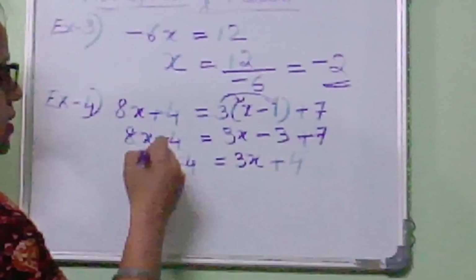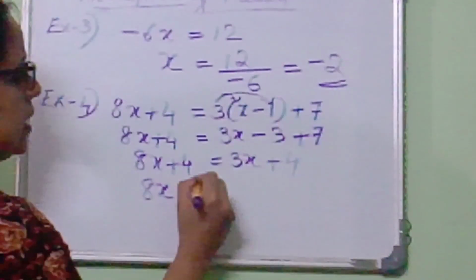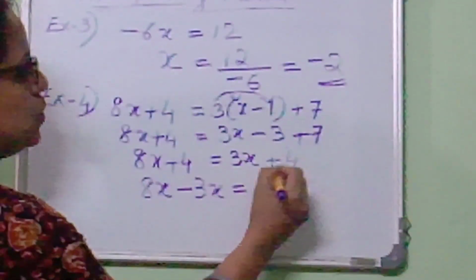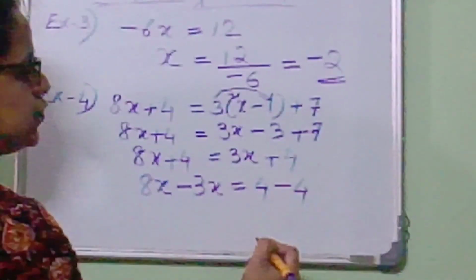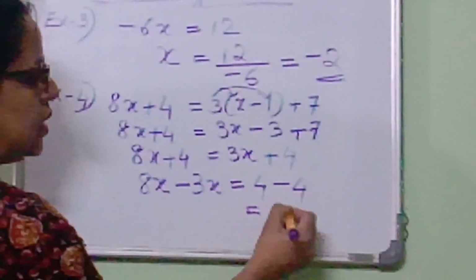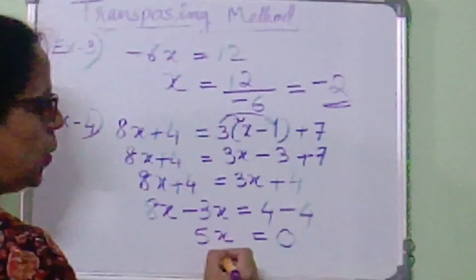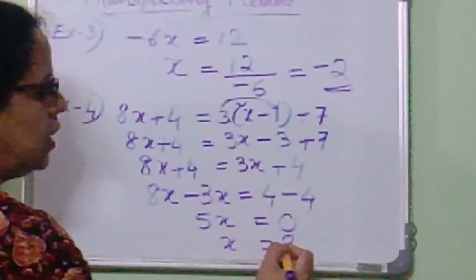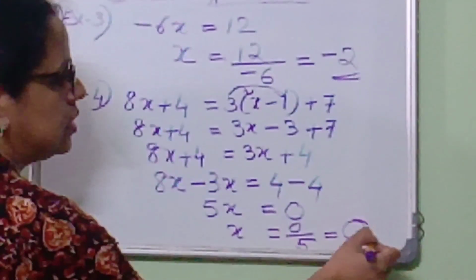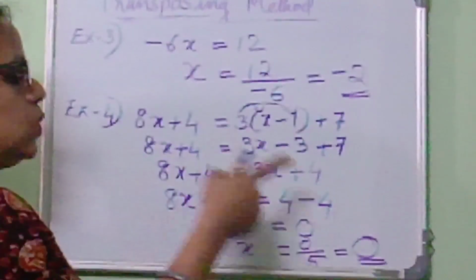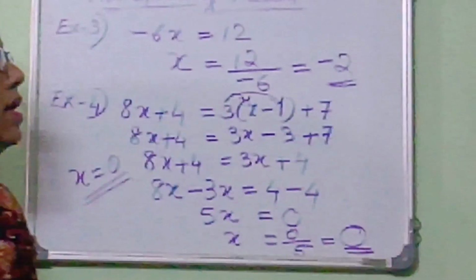So we will collect all the x terms on one side. So 8x and this 3x will become minus 3x, equal to 4, and this plus addition will become subtraction, minus 4. So 4 minus 4 is what? 0. 8x minus 3x is what? 5x. 5x equal to 0, and x equal to 0 divided by 5, multiply 5 will become divide, and the answer is what? 0. So the solution of this equation is what? x equal to 0 is the solution of the equation.